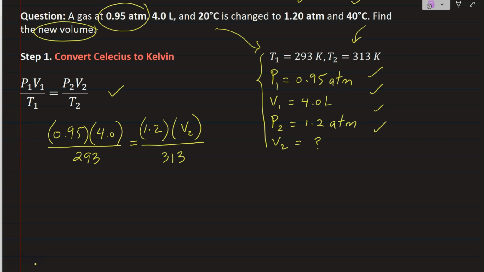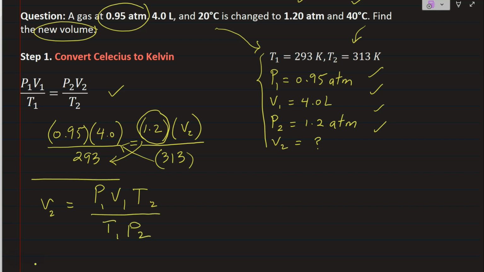So you can multiply the 313 to the top, like cross multiplication, and then bring the 1.2 to the bottom, and that would be the answer to V2. You can do that if you want to, or you can rewrite this formula up there. The V2 formula, if you really want to deal with it, would be P1 V1 T2 divided by T1 P2. This is the formula to find V2, the second volume.